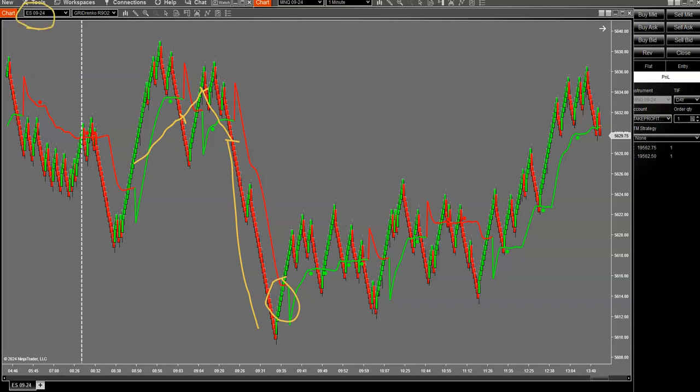MES was basically the same moves. I showed the NQ just before. MNQ basically the same. The day before, it was pretty good too. So far this is working out good.